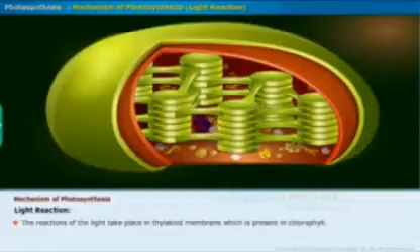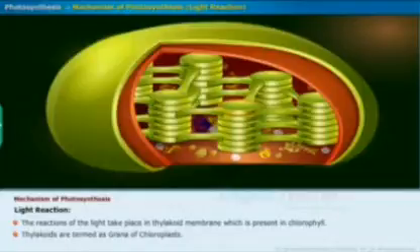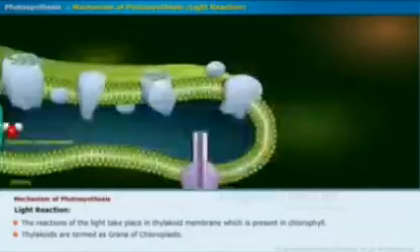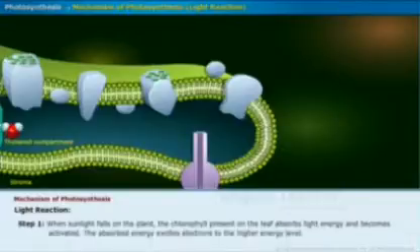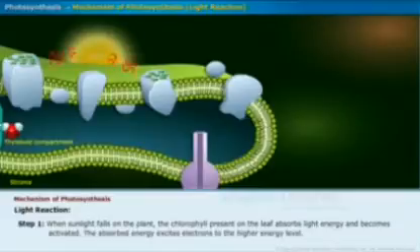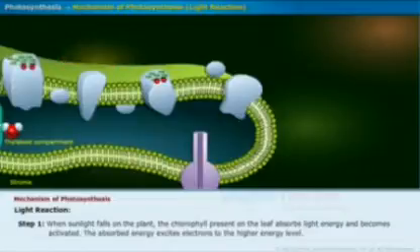The light reaction takes place in the thylakoid membrane, which is present in the chloroplast. Thylakoids are stacked as grana of chloroplasts. The following are the steps involved in light reaction. Number 1, when sunlight falls on the plant, the chlorophyll present in the leaf absorbs light energy and becomes activated. The absorbed energy excites electrons to higher energy levels.